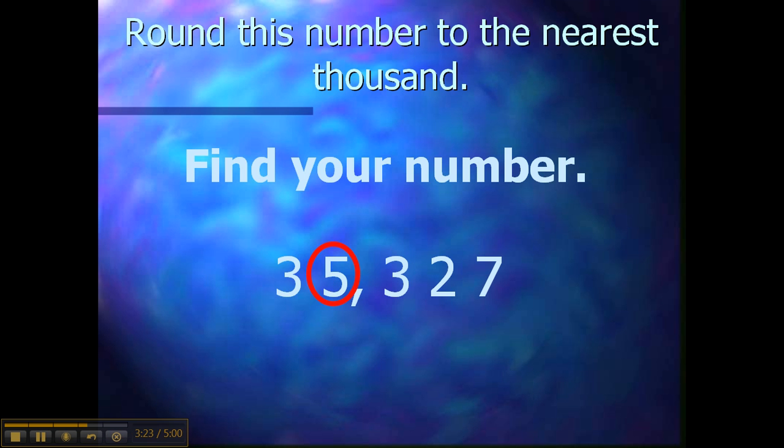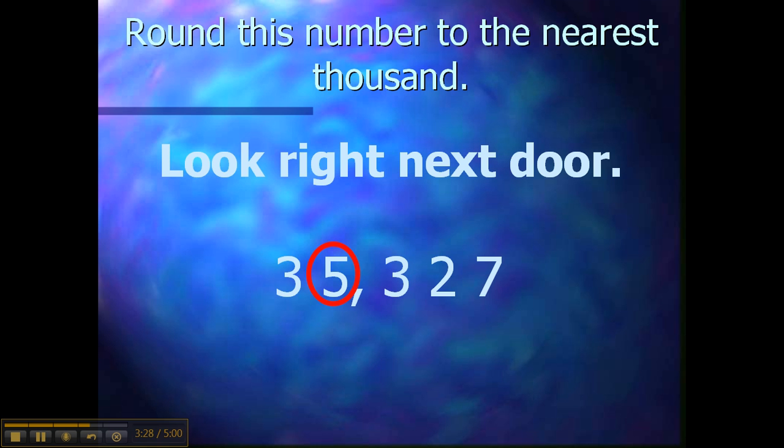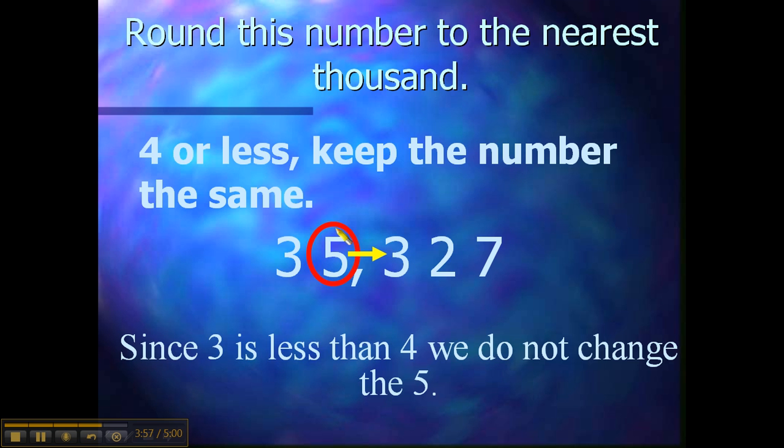So I'm going to circle my number 5, and I hope that you're following along in your Cornell notes. Now we're going to look to the right, which is my number 3. And now I'm going to think about my rhyme. So 4 or less, keep the number the same. Now boys and girls, is this number 3 4 or less? Yes, it is. So now we're going to keep the number the same. In other words, we're going to keep this number 5. Okay, where it's going to stay a 5. But then also we're not going to forget that everything to the right of that also becomes a 0. Now, don't forget that everything to the left stays the same.